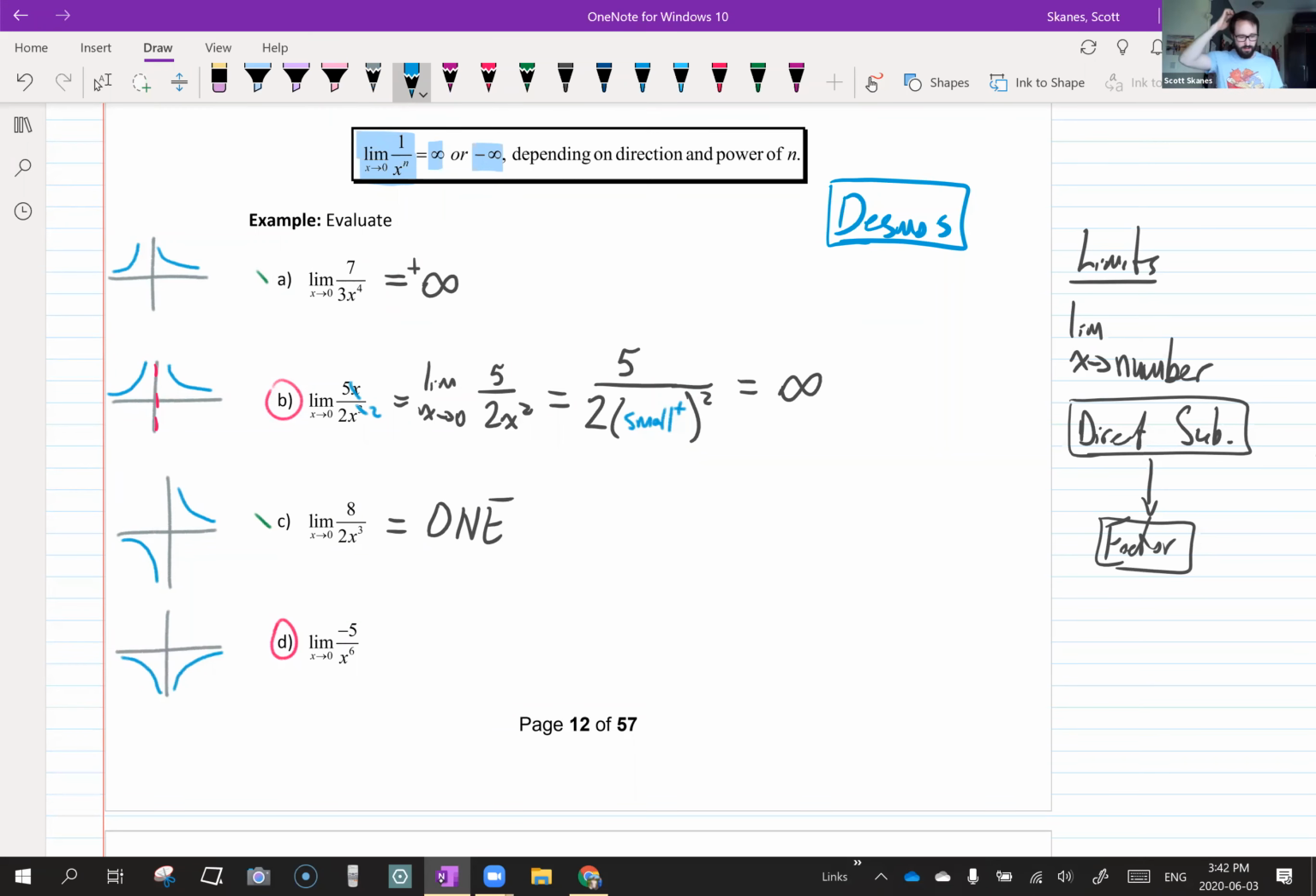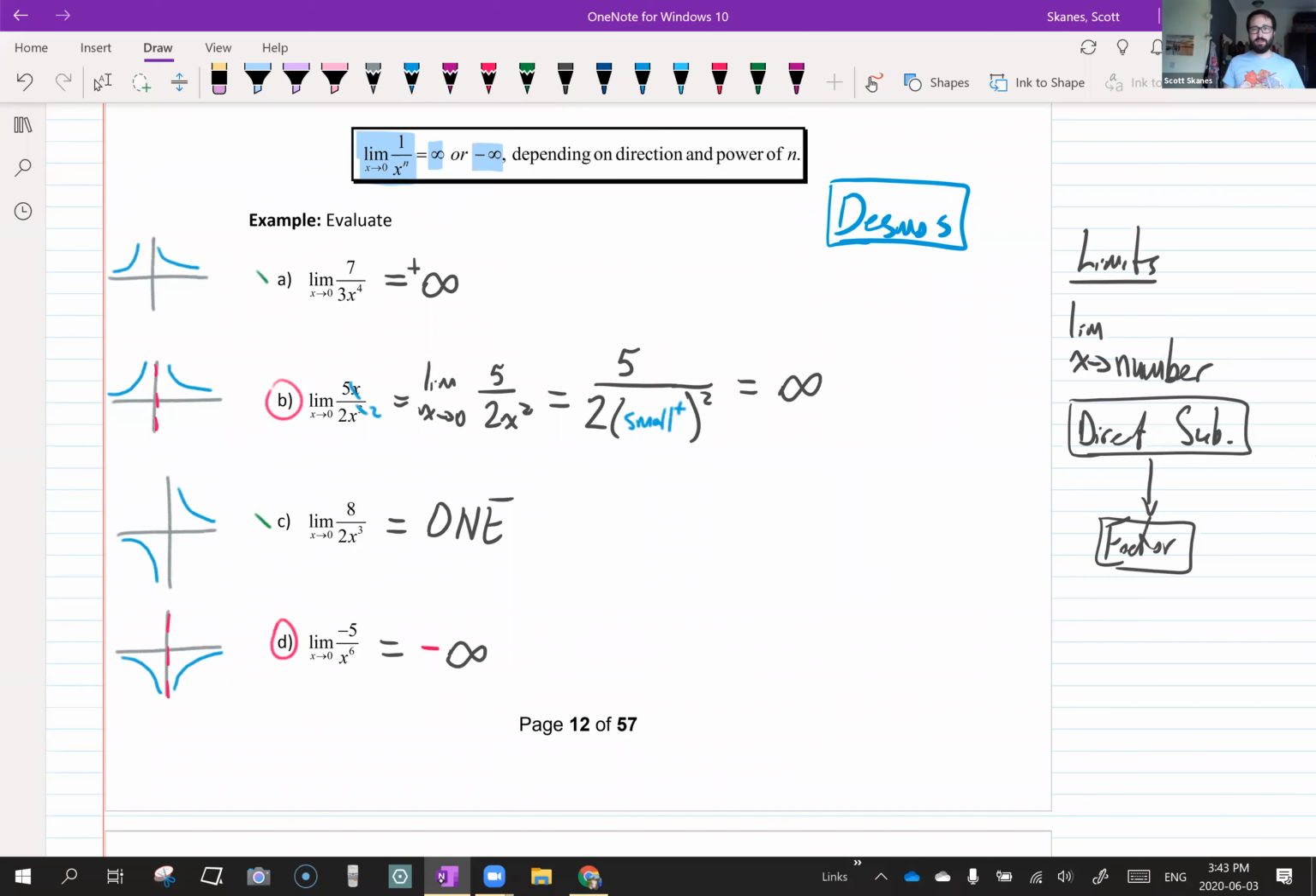So if we graph that, what does that do when it's going to x equals 0? Well, it's going to infinity, but actually negative infinity. So we say it goes down forever. The y values are getting bigger and bigger in the negative direction. So we say negative infinity. Just make sure that you have that negative there.